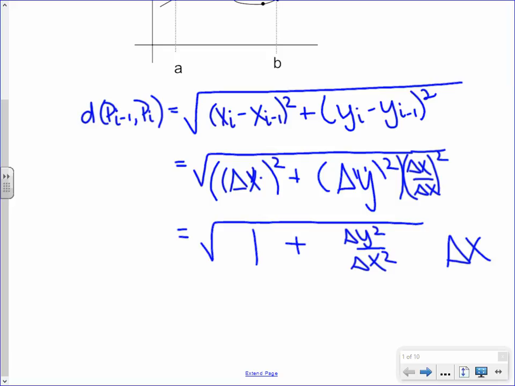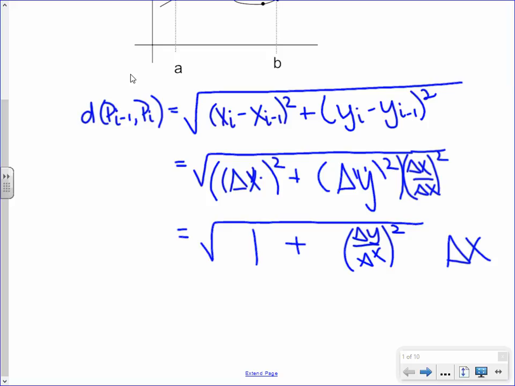Although honestly, this is just a proof. So I'm just going to rewrite this as the square root of 1 plus delta y over delta x squared. Now this represents the distance between 2 points that are really close together. What are we going to do with this now?